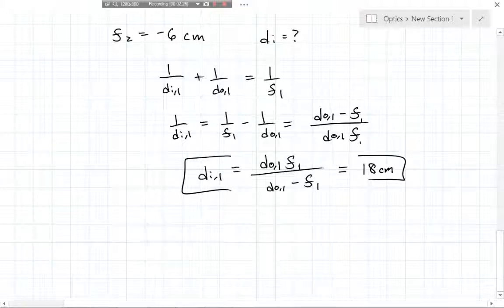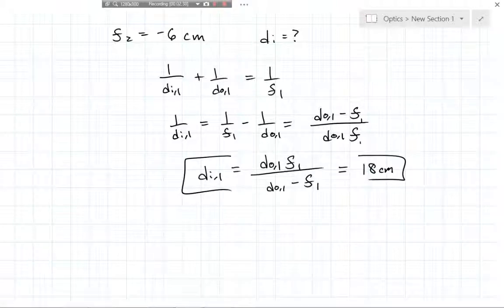Remember that for a lens, a positive value means that the image forms on the opposite side of the lens. So this is 18 centimeters to the right of the first lens. Now the other thing we need to do is calculate the size of the image formed by the first lens.